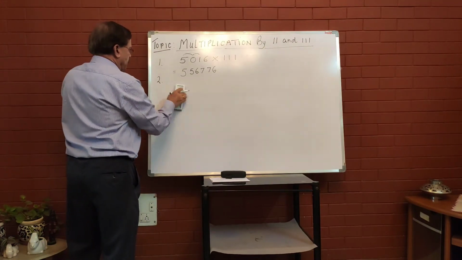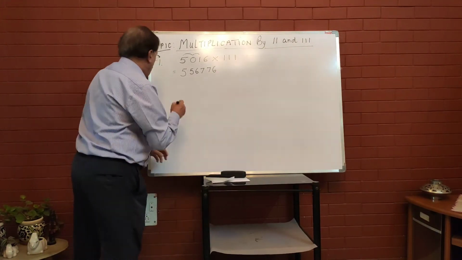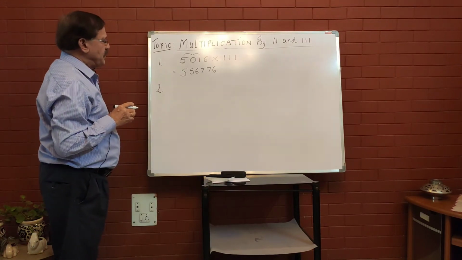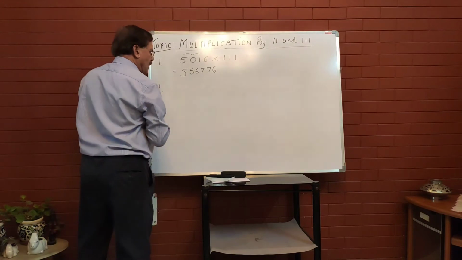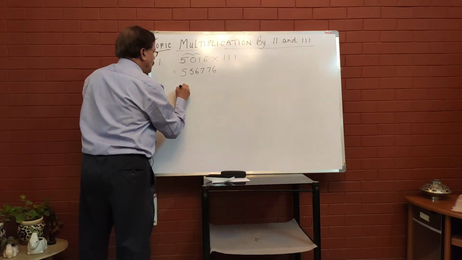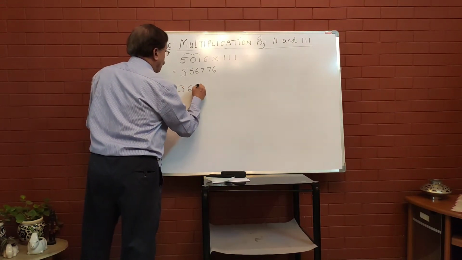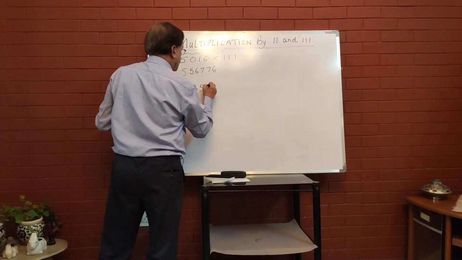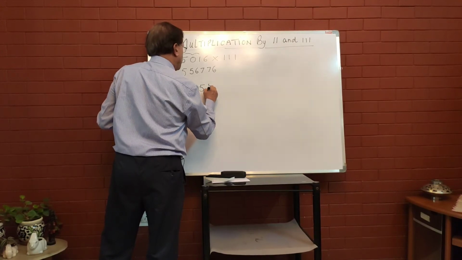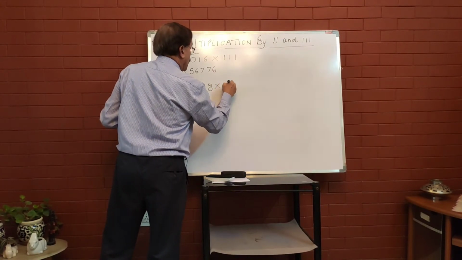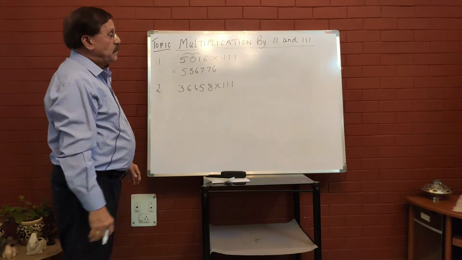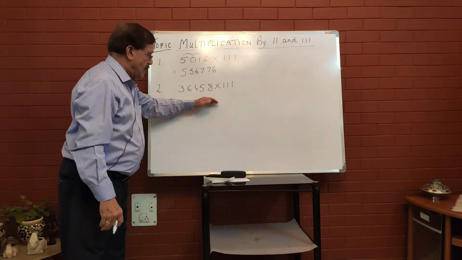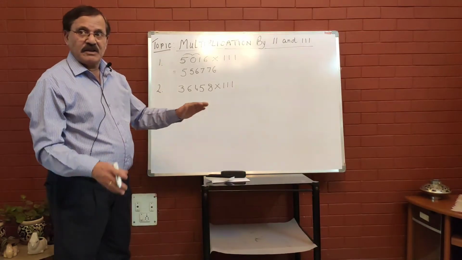Another number. Now let us make it a little bigger, a 5-digit number. Okay, we can take a 5-digit number. 3, 6, 4, 5, and you can say 8. Multiply by 111. Now, normally if you multiply it by the conventional method, how many steps will you have? 1, 2, 3, multiply by 11. And the fourth step, you will add the sum.